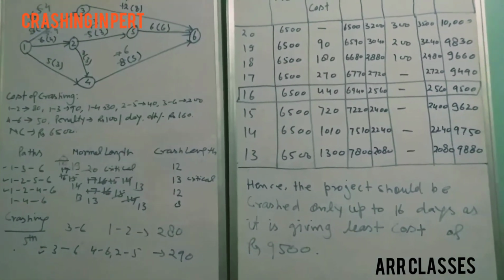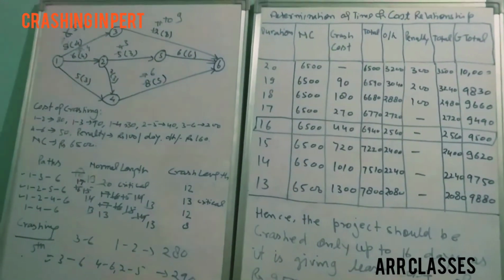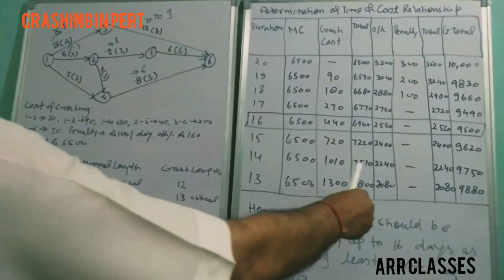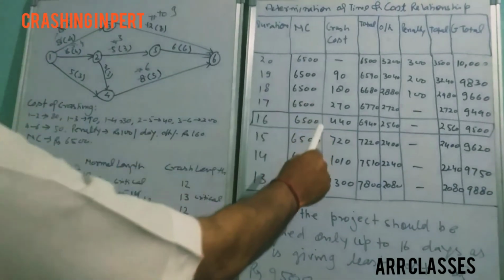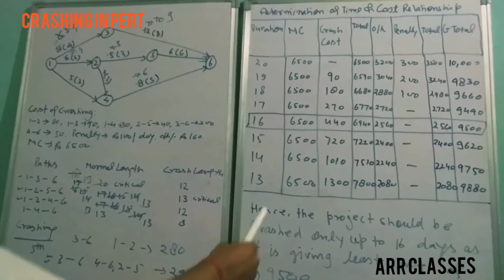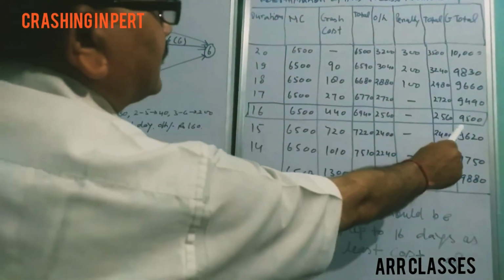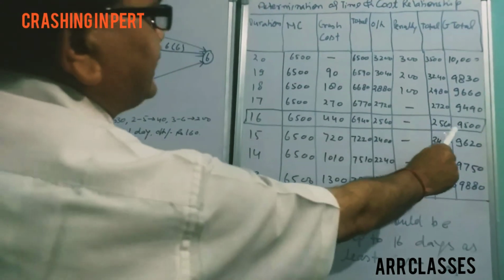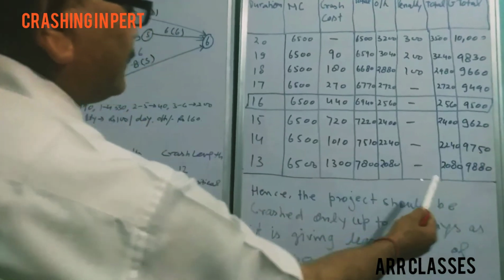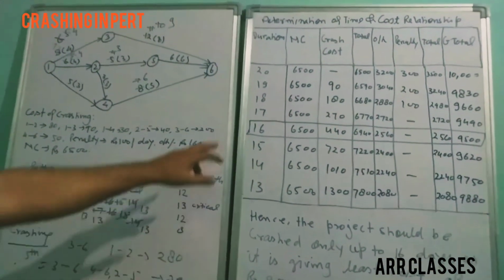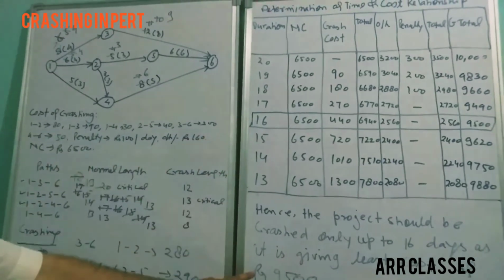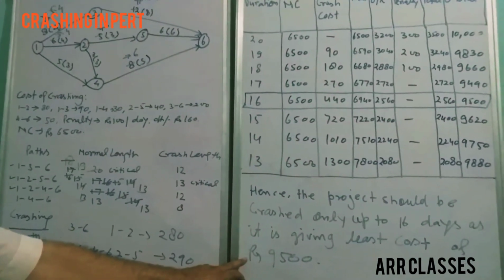Now if you look at the total trade-off determination in the time and cost relationship, you look at the total cost. Initially at 20 days duration the total cost of the project was 10,000. Initially it started reducing and it reduced up to only the 16th crashing, 9,500, and beyond the 16th crashing it again starts increasing. So it is recommended here that the total project should be crashed only up to 16 days, as it is giving the least cost, that is 9,500.